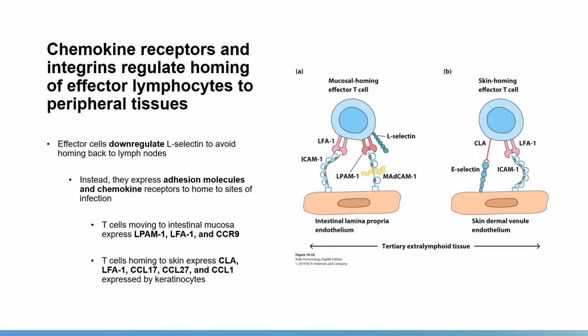intracellular adhesion molecule receptor, so it's not particularly specific for ICAM1. Well, it may be specific for ICAM1. It's shown in both of these panels. But in the skin homing cell, you've got a different receptor binding to a different antigen on these skin dermal cells. So this is basically what we mean when we're talking about the addressins.